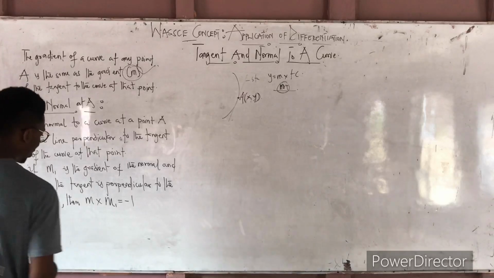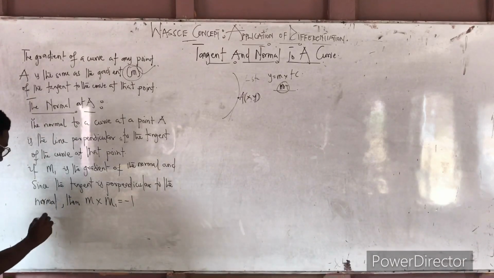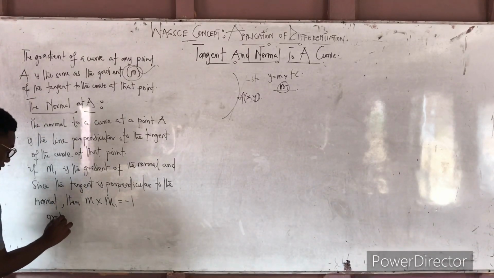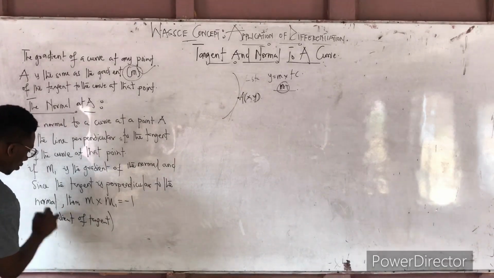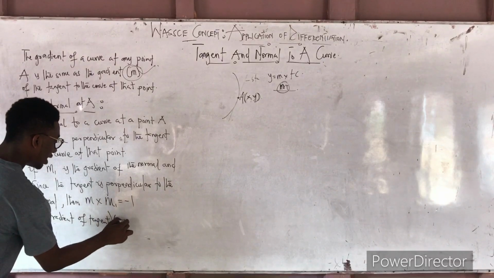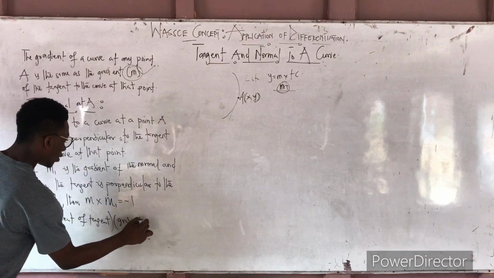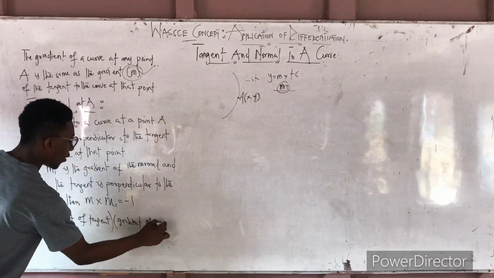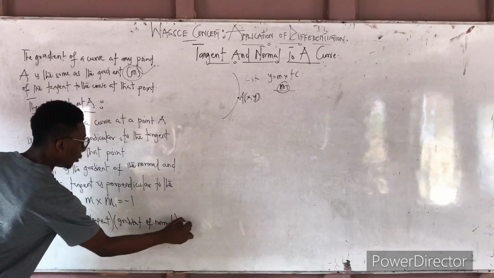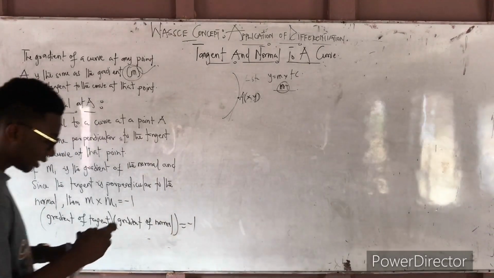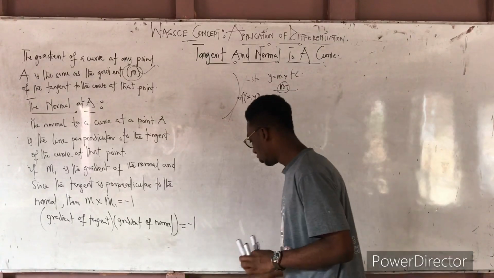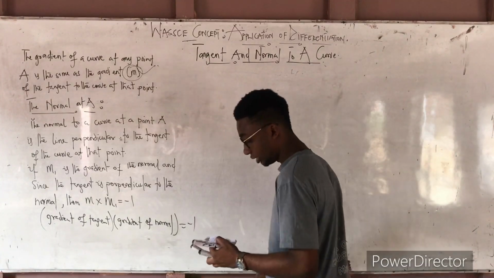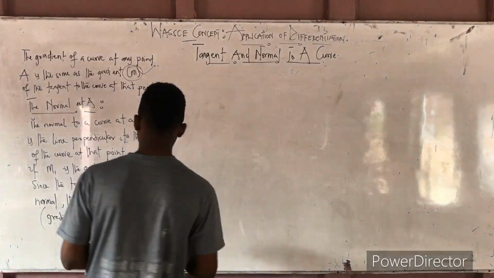So what we can establish here is that anytime you multiply the gradient of the tangent by the gradient of the normal, we get -1, because they are perpendicular to each other. So let's go further to explain it here.